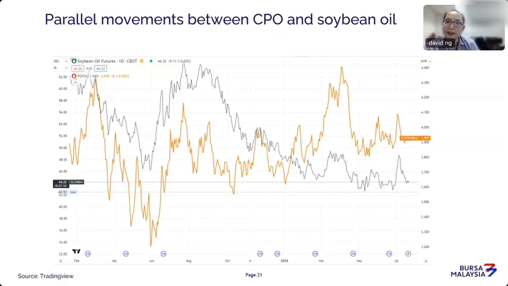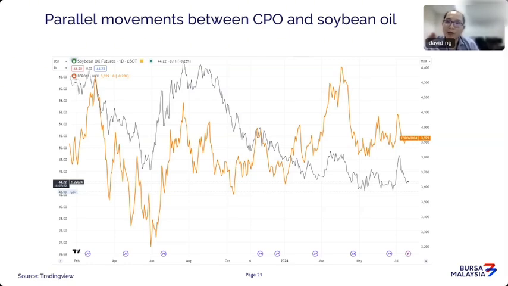Looking at external factors, we always have to look at CPO and soybean oil, because there is what we call a co-movement relationship between these two variables. CPO and soybean oil move quite in line and in tandem. Whenever you see high soybean oil prices, there will be support for CPO prices, and vice versa. The recent performance of the palm oil market has been very sluggish because the soybean oil market has been very weak.